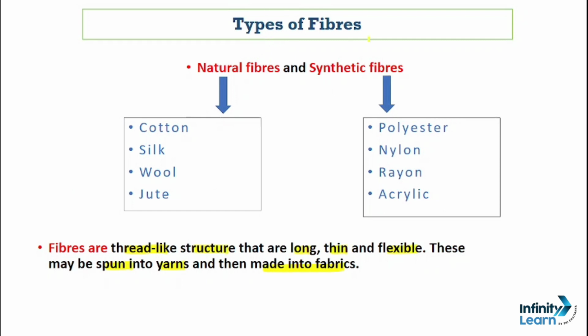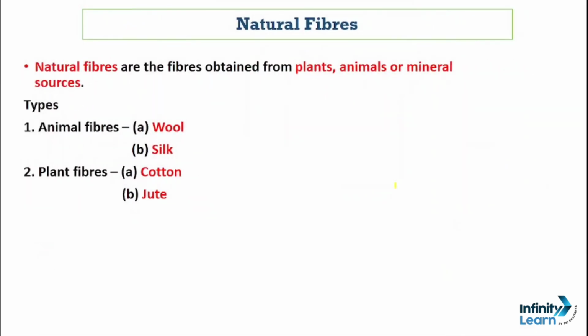So what are the types of fibers we have? There are mainly two types of fiber. First is natural fiber and second is synthetic fiber. A few examples of natural fibers given here are cotton, silk, wool, jute, and in synthetic fibers we have polyester, nylon, rayon, acrylic. So let's move ahead and let us know more about these fibers.